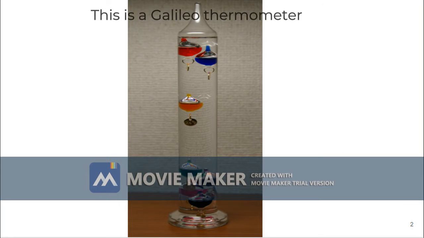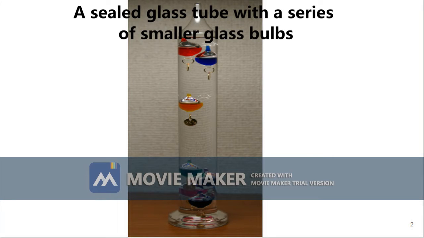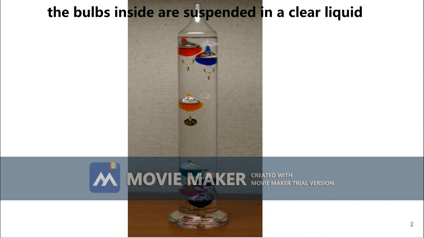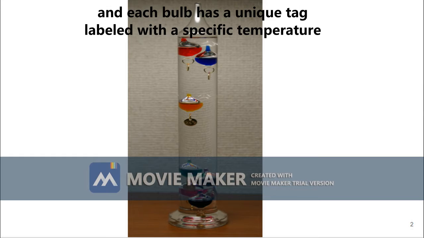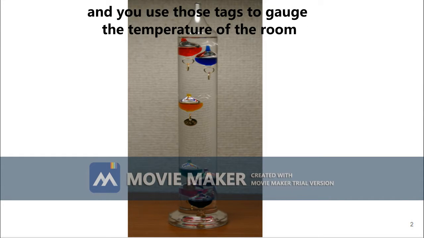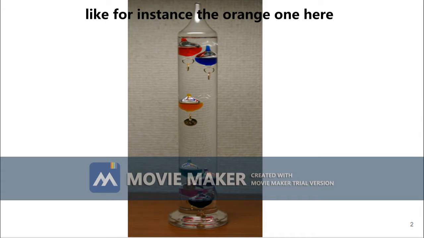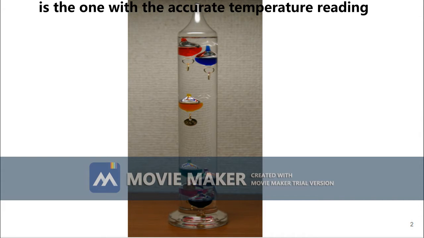This is a Galileo thermometer. It's a sealed glass tube with a series of smaller glass bulbs which are filled with a colored liquid. The bulbs inside are suspended in a clear liquid, and each bulb has a unique tag labeled with a specific temperature, and you use those tags to gauge the temperature of the room. And the idea is that whichever bulb is floating in the middle, like for instance the orange one here, is the one with the accurate temperature reading.